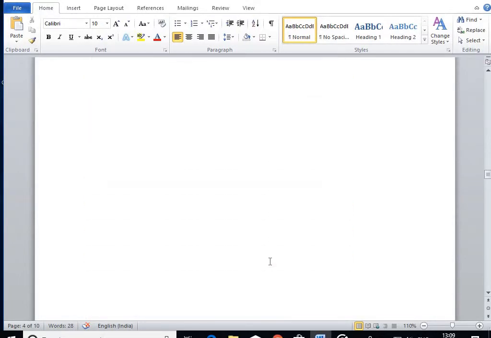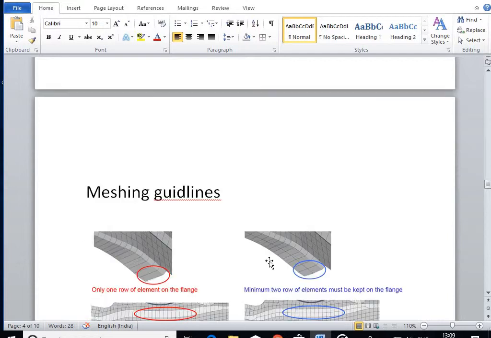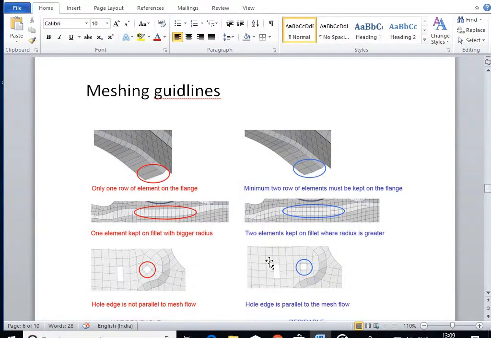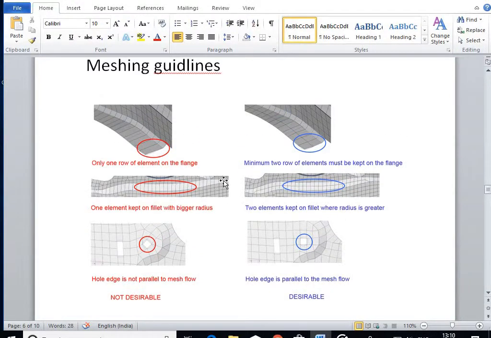Before going to the meshing part, I'd like to take up some meshing guidelines: how you need to mesh it, and how you need not to mesh it. This is the important criteria you need to understand before meshing. Always, if the length is very high, try to maintain two rows of elements instead of one. That's what is written over here, right? And on a fillet, always try to maintain two rows of elements.